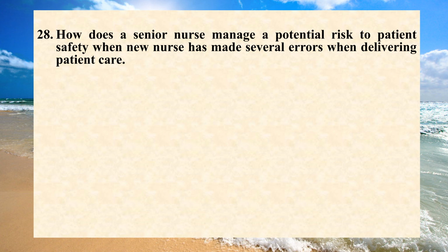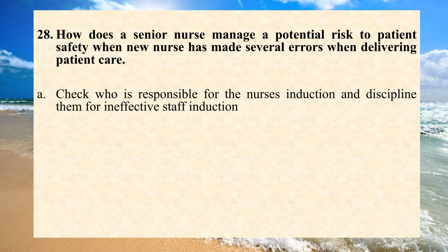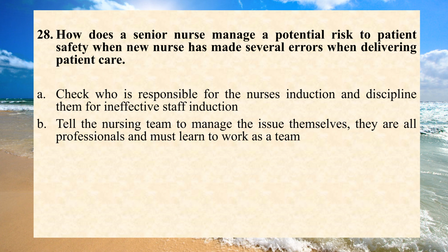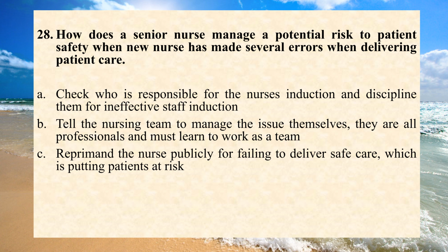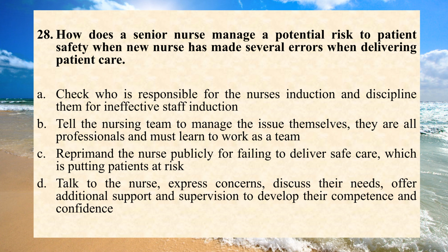How does a senior nurse manage a potential risk to patient safety when a new nurse has made several errors when delivering patient care? A. Check who is responsible for the nurse's induction and discipline them for ineffective staff induction. B. Tell the nursing team to manage the issue themselves. They are all professional and must learn to work as a team. C. Reprimand the nurse publicly for failing to deliver safe care which is putting patients at risk.